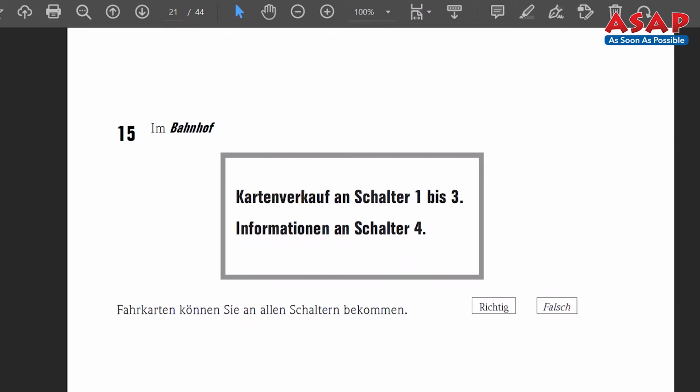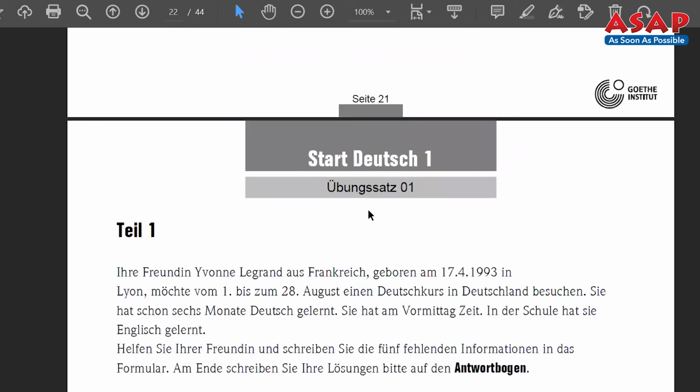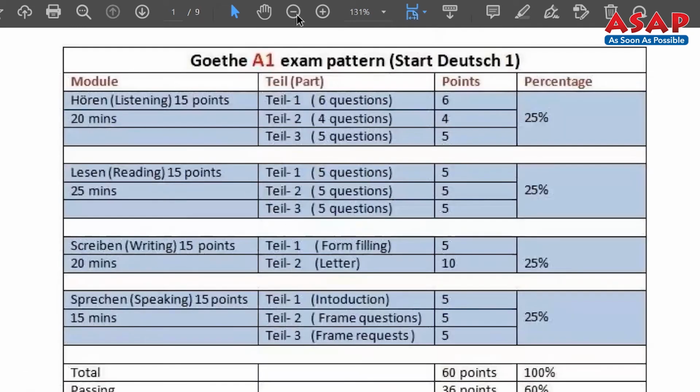Okay, now let's get back to, this is the lesson module. Okay, let's get back to our pattern. Now next is the Schreiben, third one. Again 15 points, 20 minutes you have for this, and there are only 2 parts. Zwei Teile. Okay, what are the 2 parts here? Form filling and writing a letter or one email, small letter. Okay, so let's go for it. Now it's for 5 marks and 10 marks, 25%.